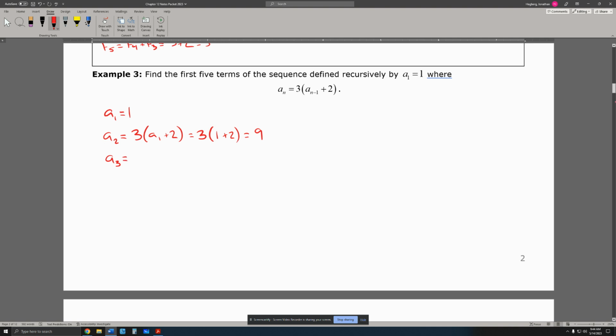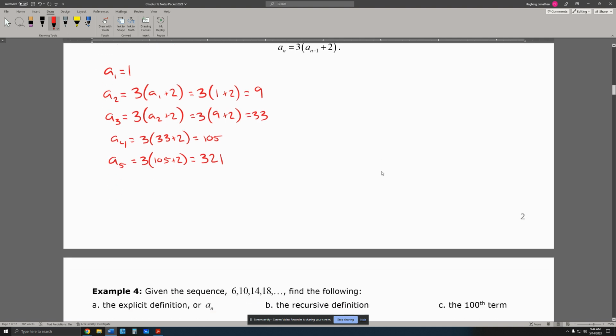Finding a3, so we have 3 times the previous term, a2, plus 2. And again, we know what a2 is. It's 9. So 3 times 11 is equal to 33. a4 is equal to 3 times the quantity of the previous term plus 2. So 3 times 35, that's equal to 105. And then finally, the fifth term is equal to 3 times 105 plus 2, which is 3 times 107, which is 321. Okay, so the terms in this sequence are 1, 9, 33, 105, 321.